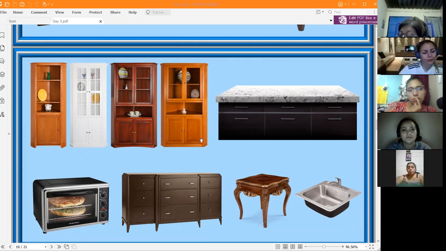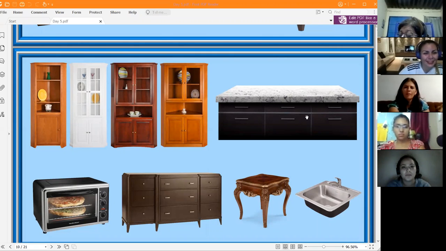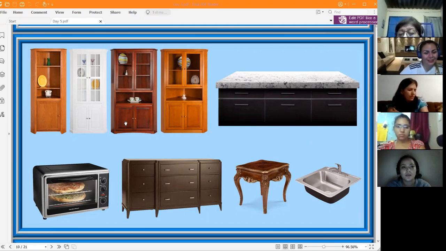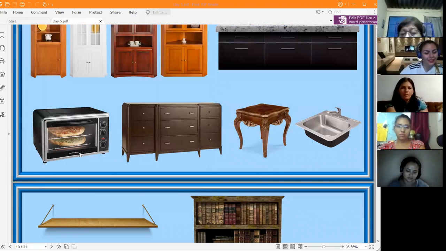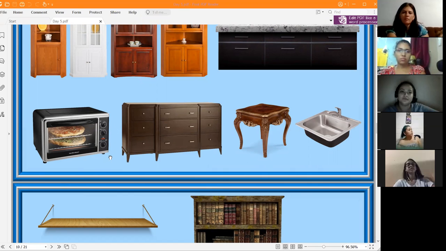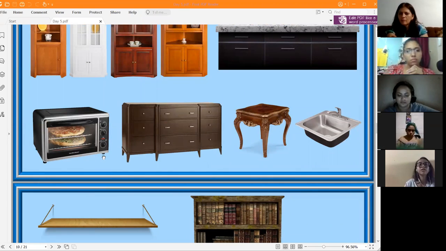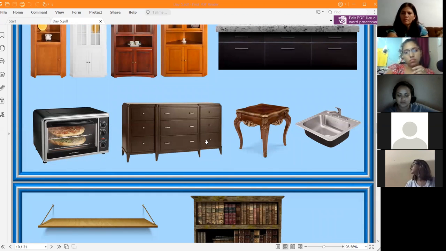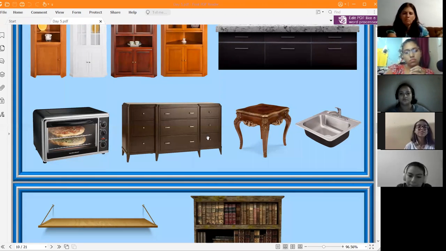These are cashiers. Cupboard. And this? Kitchen counter. Microwave. But it looks like a toaster, like an oven for toasting other things. Toaster. Yes, it doesn't look like a microwave oven. Dresser. What's this? Dresser.